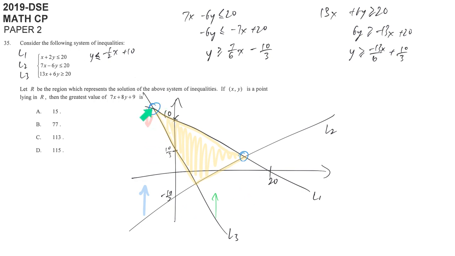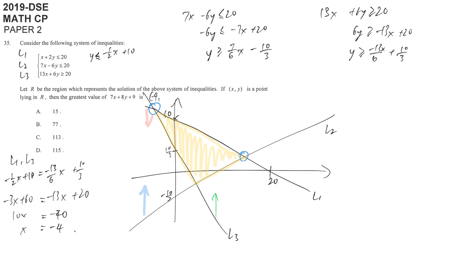To find out this point, we are going to solve the simultaneous equations of L1 and L3 here. Negative 1 over 2 x plus 10 is equal to negative 13 over 6 x plus 10 over 3. So all times 6. So we know x is equal to negative 4 and then y is equal to 2 plus 12. So this is 12. We get one point.